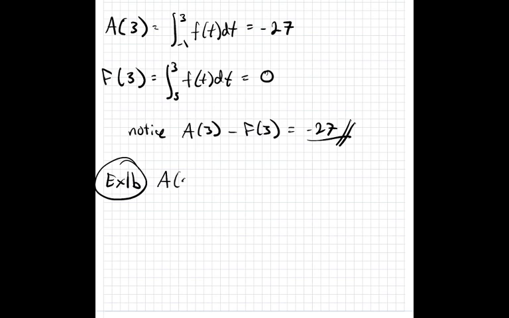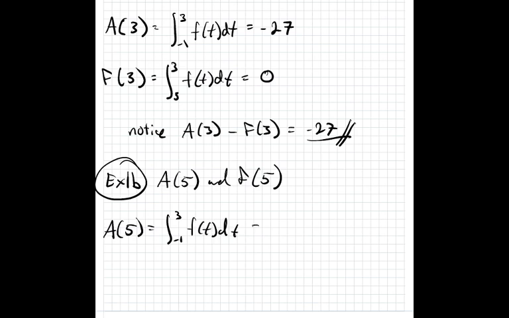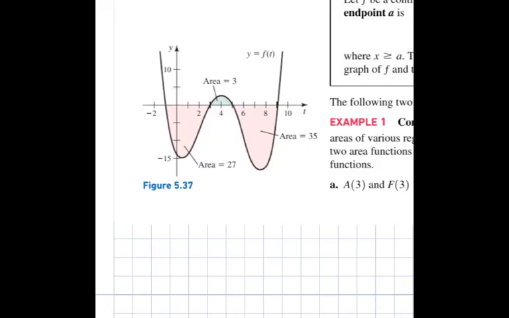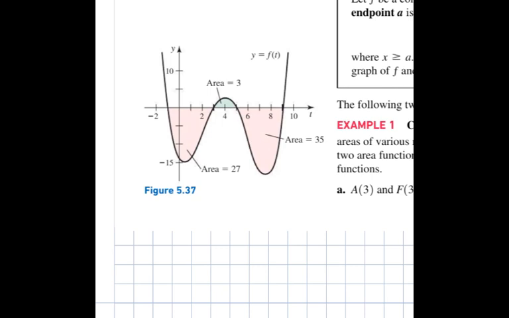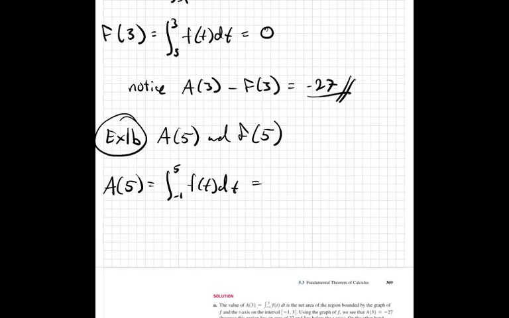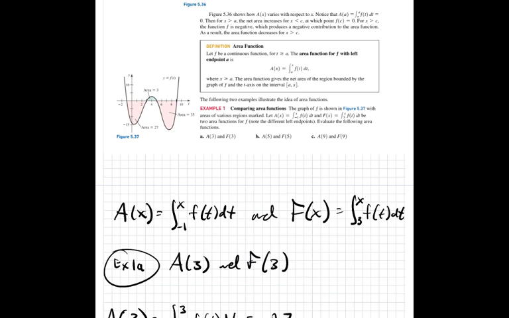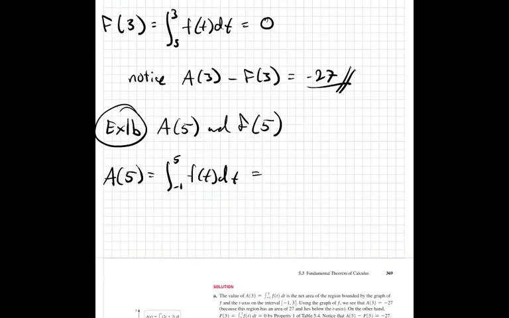Example 1b, A(5) and F(5), okay? Then A(5) is going to be the integral from -1 to 3 of f(t) dt. Sorry, not -1 to 3, but -1 to 5 of f(t) dt. So if we go back to the graph, from -1 to 5, we have to say 3 minus 27, because the positive contribution to the area was 3, the negative contribution was 27. So that one is 3 minus 27, which is -24, right?